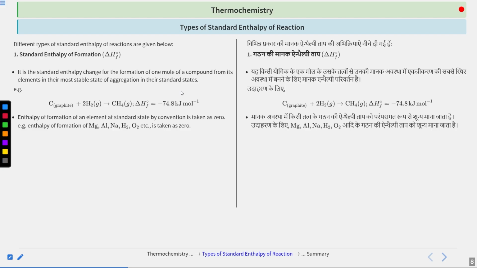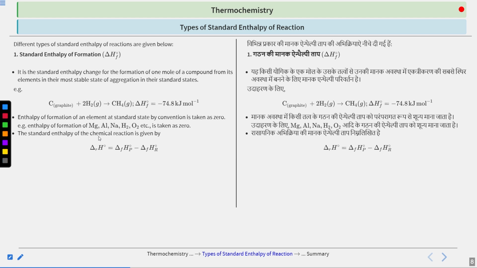Next is a very important point: if you are considering the standard enthalpy of formation for elements in the standard state, then it will always be zero. For example, the standard enthalpy of formation for C graphite will be zero because carbon is in its more stable state at 298 Kelvin and 1 atm pressure. Similarly, the enthalpy of formation for H2 will also be zero. Basically, if you take an element in its most stable state at the standard condition, then the enthalpy of formation will always be zero. Clear?